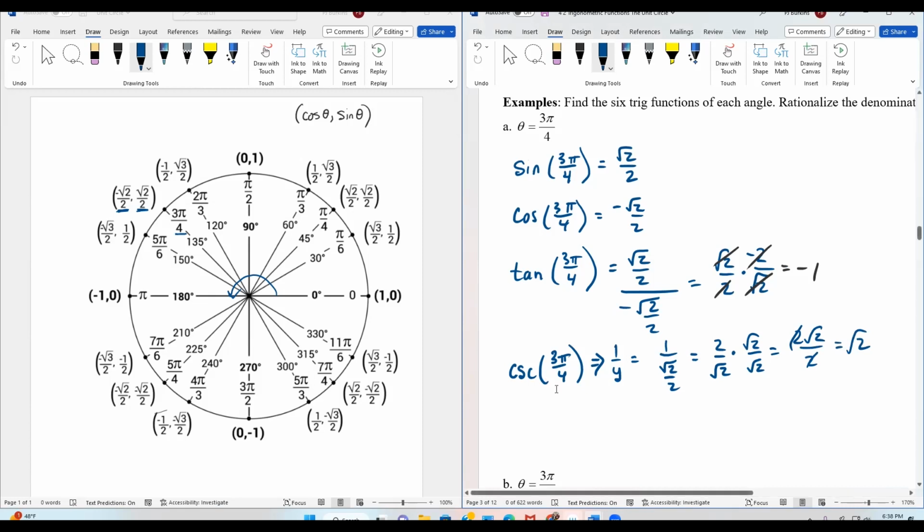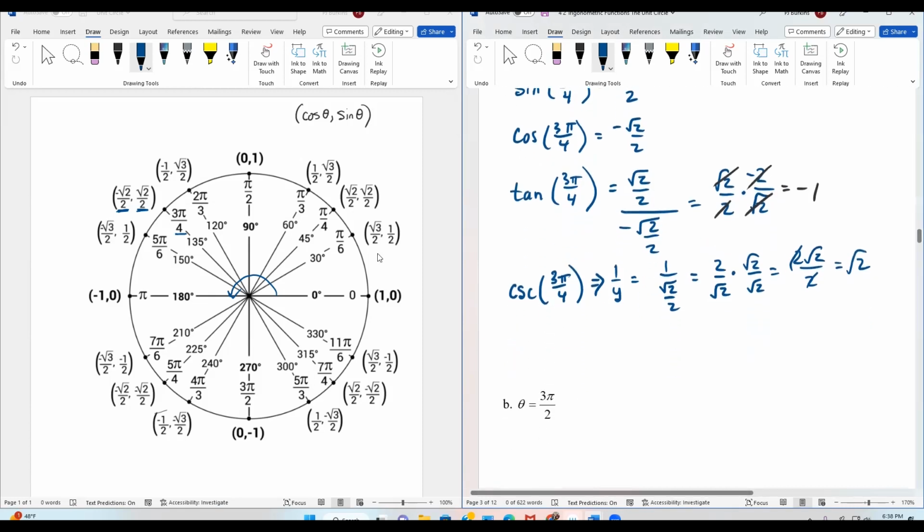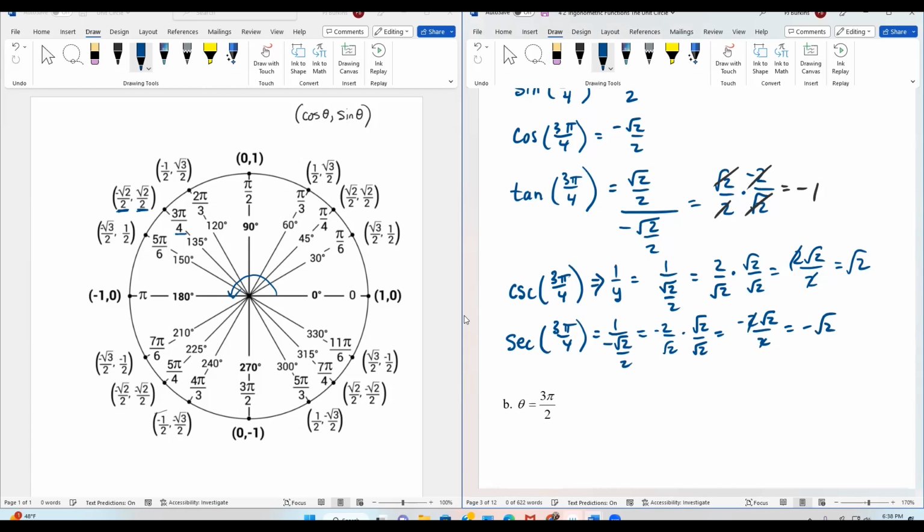Then I need to do the secant of 3 pi over 4. That's 1 over the x. That's 1 divided by negative root 2 over 2. You could probably guess where this is going to go. I flip and multiply by root 2 over root 2. Then that's negative 2 root 2 over 2. And finally, we get negative root 2.